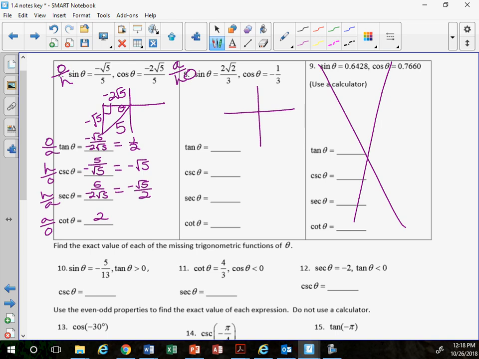Think about the quadrant. Label your triangle. Make sure everybody's drawing their triangle right.